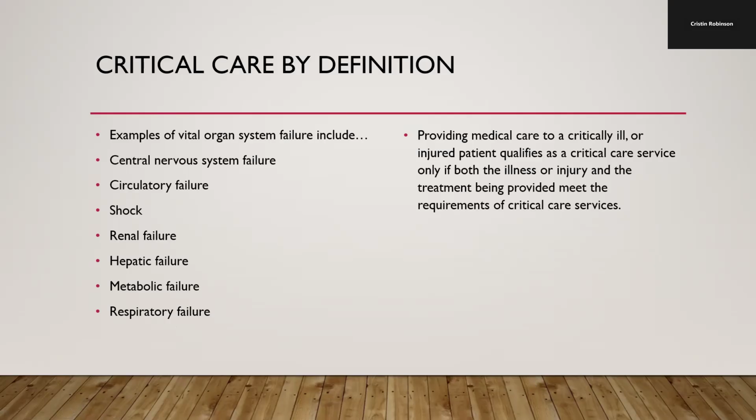So let's look at the vital organ system failures that are included here. So we see central nervous system failure, circulatory failure, shock, renal, hepatic, metabolic, and respiratory failure. Remember that no matter the failure, they still have to meet the critical care definition.